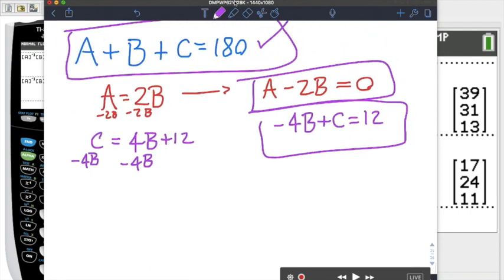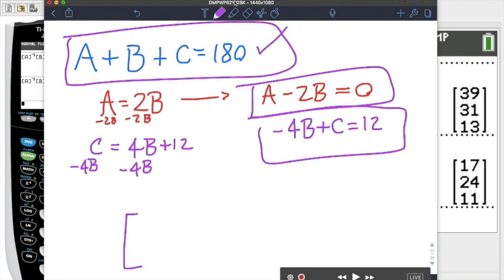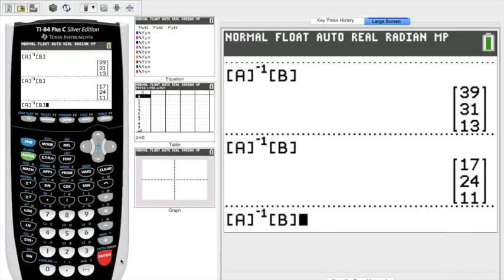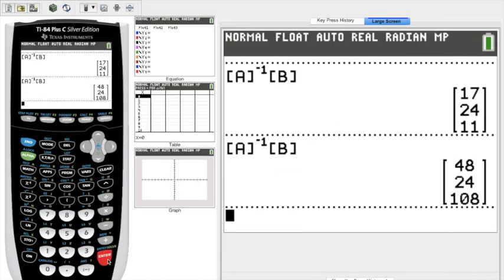And these are your 3 different equations that we're going to use for our matrix. And we'll go and set that up. The first one is 1, 1, 1 across the board. For A minus 2B, that's 1A, minus 2B, and no C's. And then the third and final equation, 0 A's, negative 4B, and then 1C. And then that matrix, and then 180, 0, and 12. I'm going to go type those in. I can press enter to retype the previous thing. And that came out.